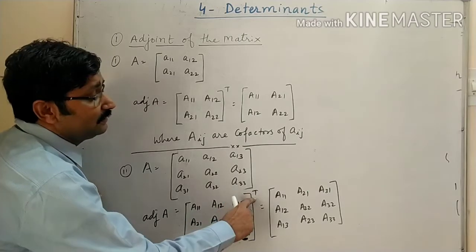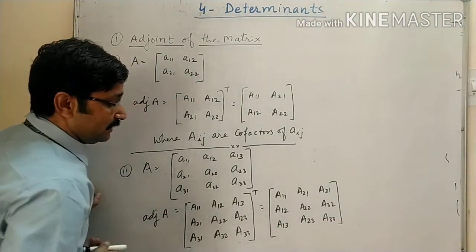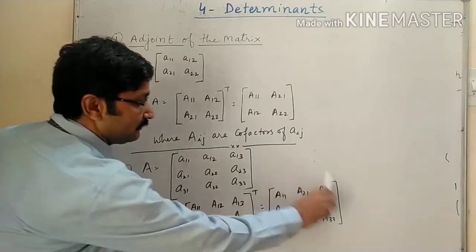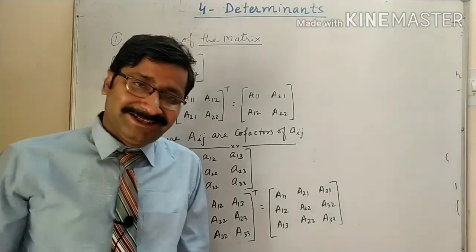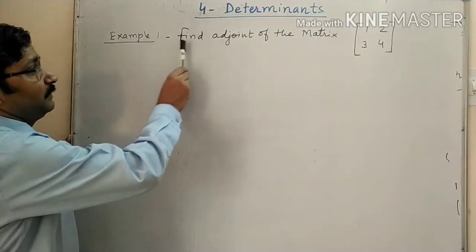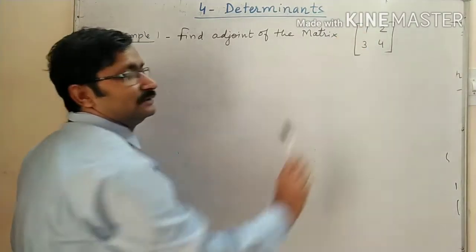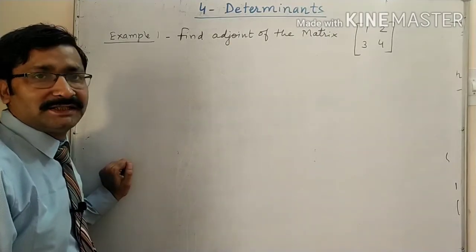Then you find the transpose of these. Transpose means the first row will become the first column, the second row will become the second column, and the third row will become the third column, and that final result is called the adjoint of the matrix. We will take one example. In this example, find the adjoint of the matrix. This matrix is given to you, a 2 into 2 matrix.